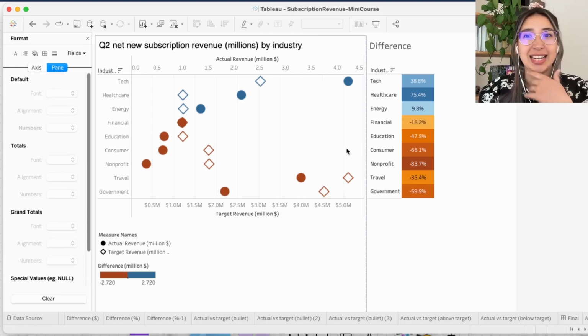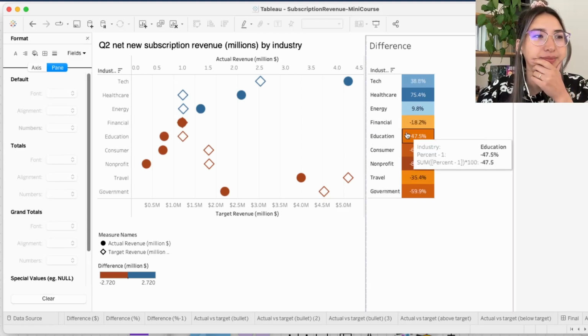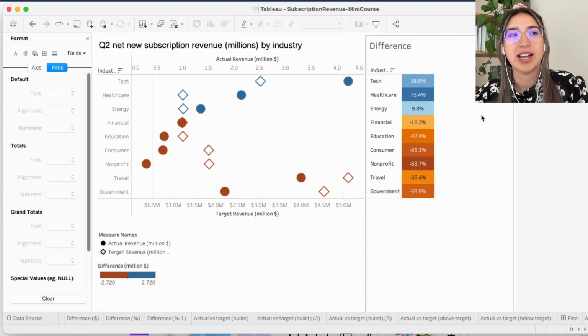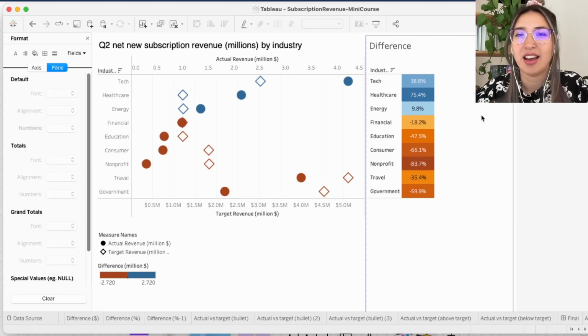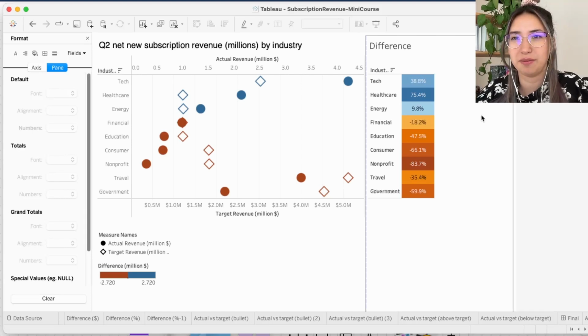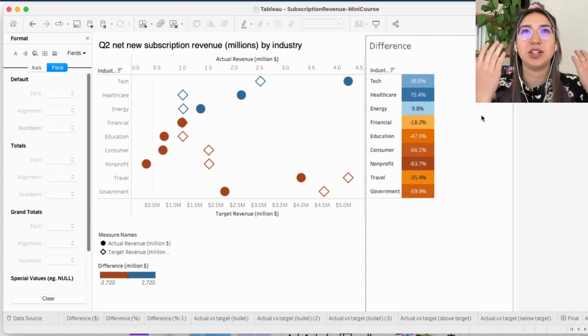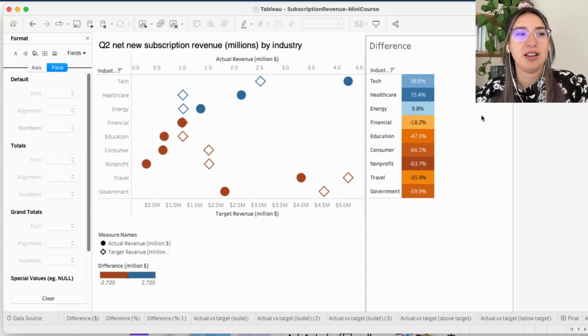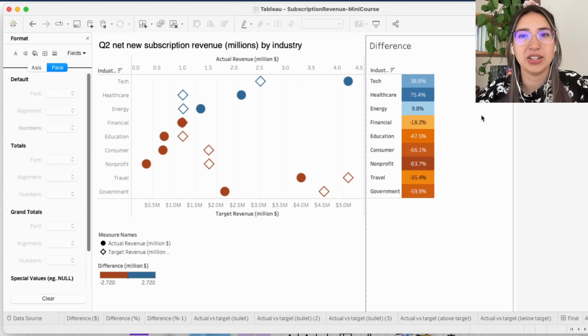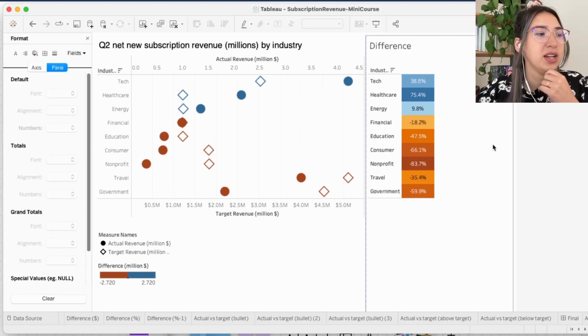One other thing that I did here is that I also included a little heat map table of the difference in percentage. I decided to do this because that's one of our goals, to contrast the dollar amount underperforming and the percentage underperforming by the most. So these are our two designs.